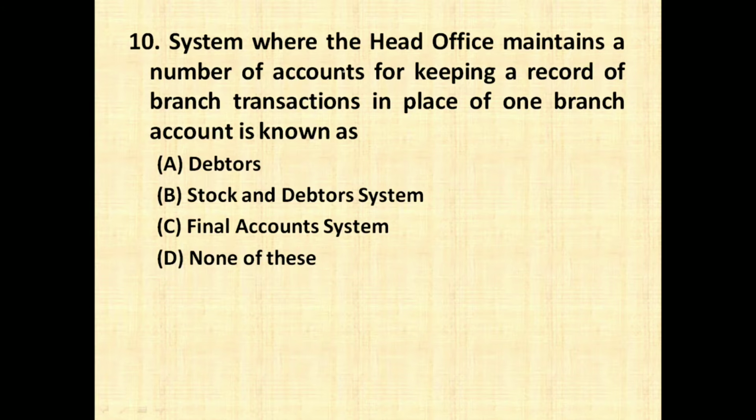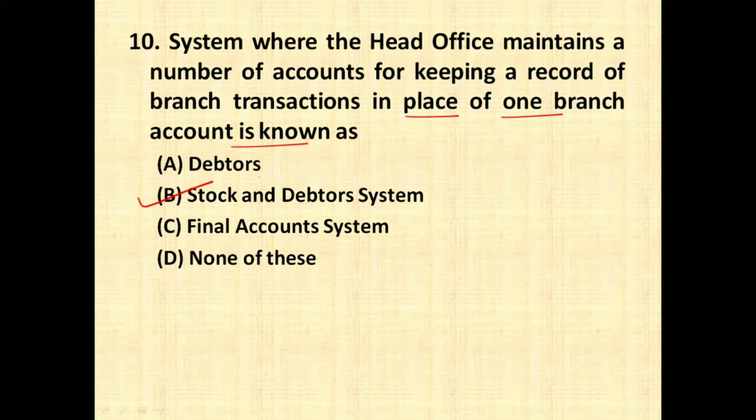System where the head office maintains a number of accounts for keeping a record of branch transactions in one place, instead of one branch account, is known as. So whenever a head office is maintaining separate accounts for each transaction, then it is called the stock and debtor system, which is option number B. So here different accounts like branch stock account, branch expenses account, branch adjustment account, etc. are going to be prepared.